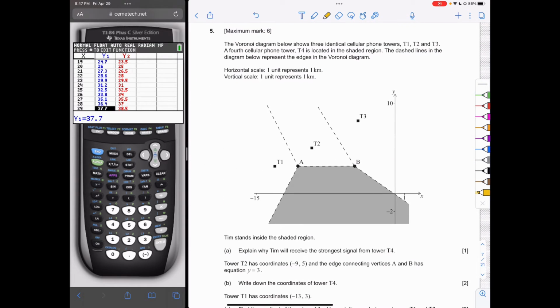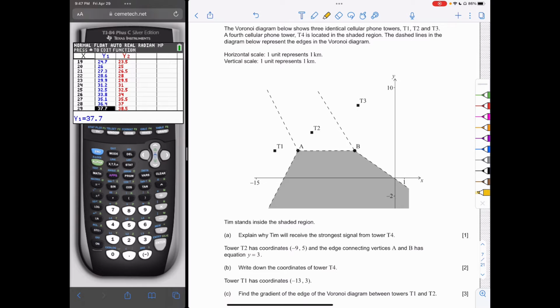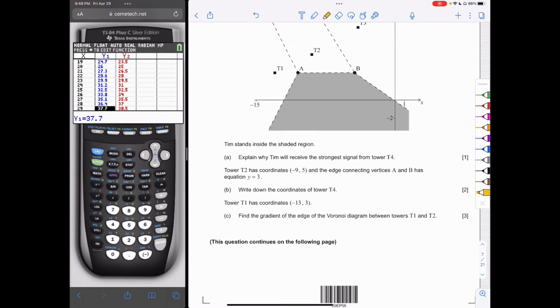So number 5, it says the Voronoi diagram below shows 3 identical cell phone towers. Tower 1, 2, 3. A fourth cellular phone tower, Tower 4, is located in the shaded region. The dashed lines in the diagram below represent the edges in the Voronoi diagram. For the horizontal and vertical scales, each unit represents 1 kilometer. So it says Tim stands inside of the shaded region. Explain why Tim will receive the strongest signal from Tower 4.